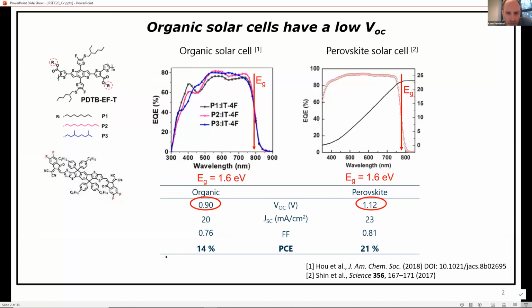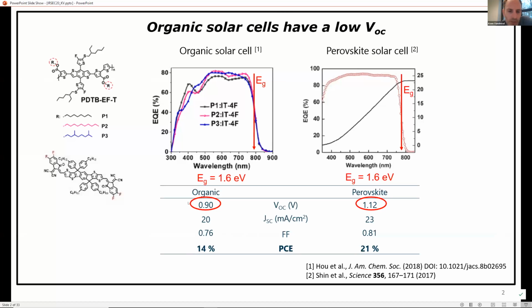But what's the main reason? You can see the short circuit current is similar, a bit lower for organic. This comes because in the EQE spectrum, you can see organic solar cells reach, at that time, maybe 80% EQE, but the perovskite is always 90 or even more above the gap. Fill factor is always a bit lower for organics, but not so far.